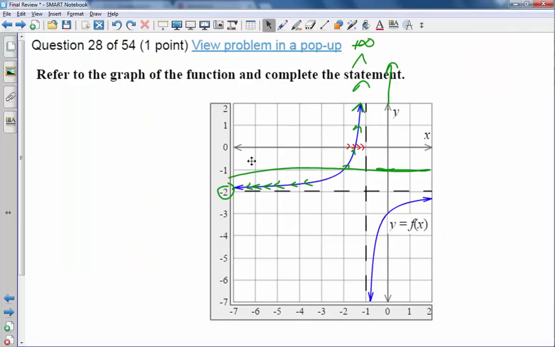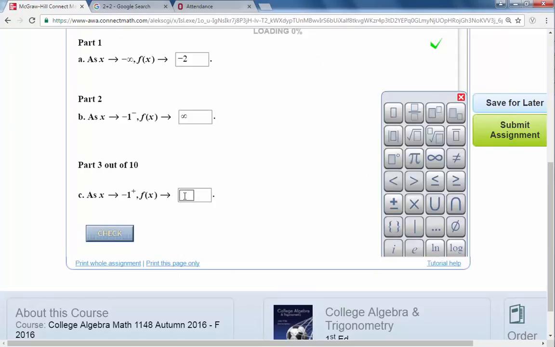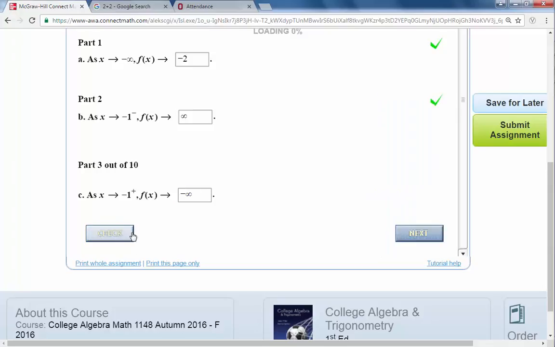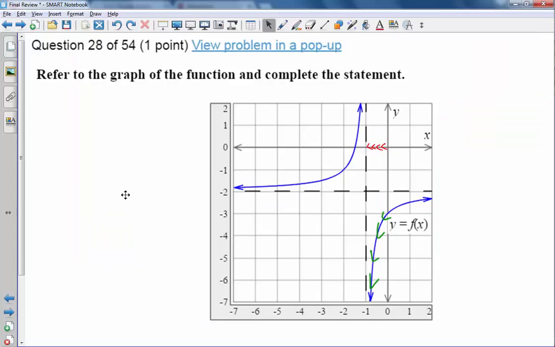How about the right side this time? Now picture yourself to the right of -1 here. 1, 2, 3, 4 steps. Where is the image of each mark? This has image here, this has image there, this has further south, and this is deep down on the graph. Negative infinity, you're sinking.